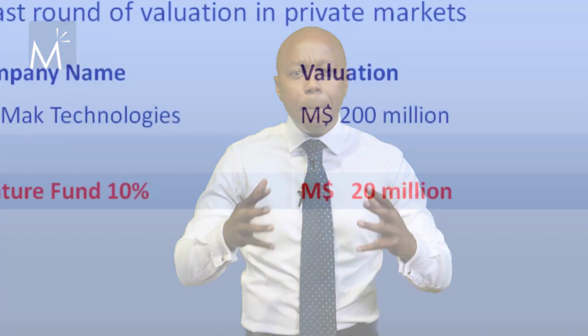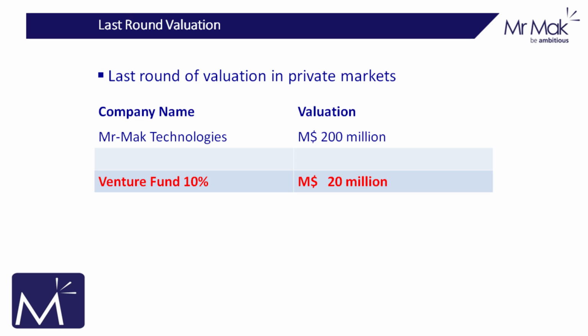Some venture firms will value their companies by taking the last round valuation in the private markets. They'll base the value of their stake in the portfolio company on this valuation. So for example, if at the last valuation, a company in the venture fund's portfolio was valued at $200 million and the VC had a 10% stake in that company, then the VC stake would be reported as 20 million.